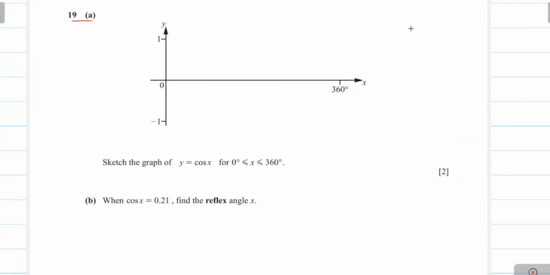Now we will draw the graph by using these values. We will join all these points, and this is the graph of y equal to cos x.